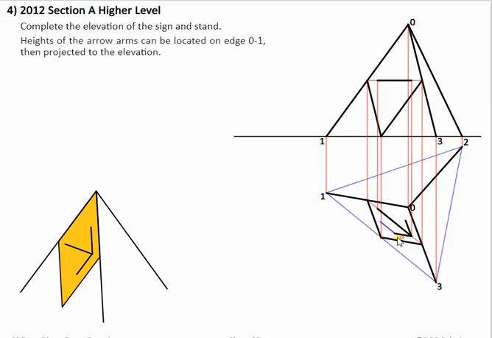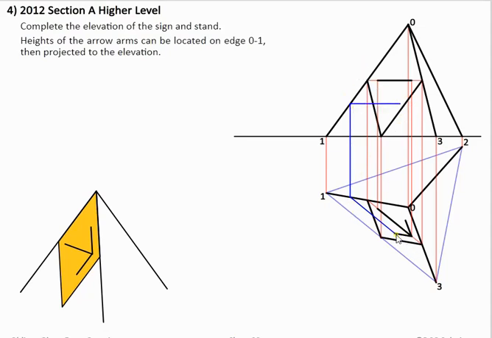There's a couple of methods. The easiest method here is to draw a horizontal line here. Well, it will be horizontal. Line 1, 3 is on the ground in plan, so it's a horizontal line in elevation. So if we go parallel to it in plan, it means that it will be a horizontal line in elevation. So we've found this point, we can bring this line across.